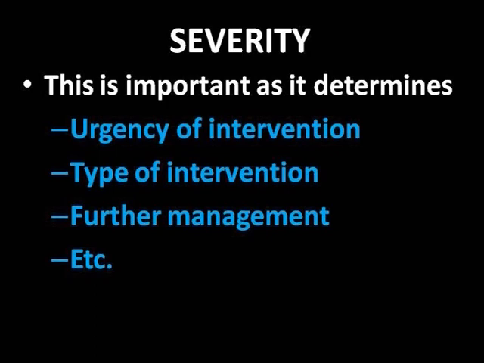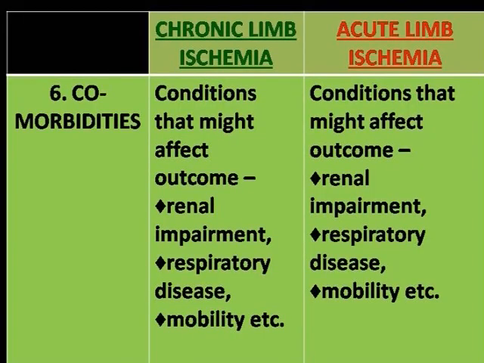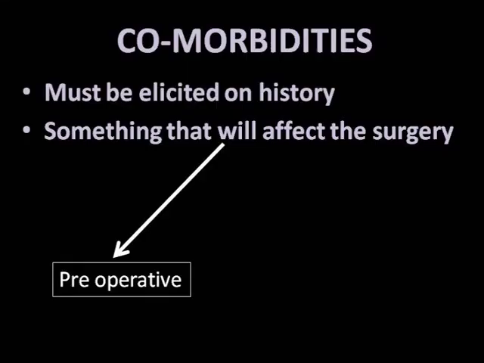It is also important to understand that this patient might need further management. So for example, a patient that has had a plaque rupture has got atherosclerotic disease and will need further management in the future to mitigate that risk factor. Comorbidities. Chronic limb ischemia and acute limb ischemia have different comorbidities. These must be elicited on history, and it's anything that will affect the surgery.